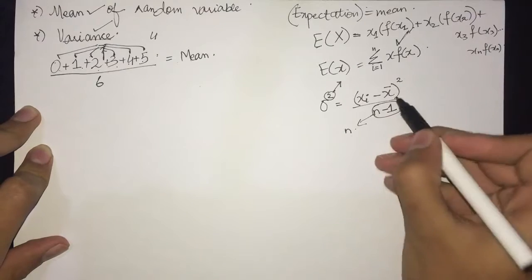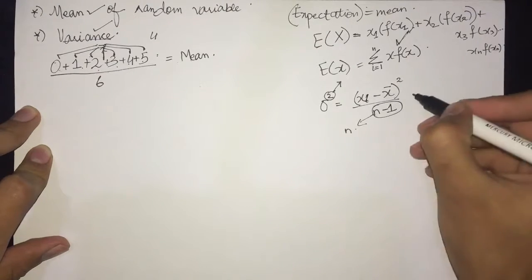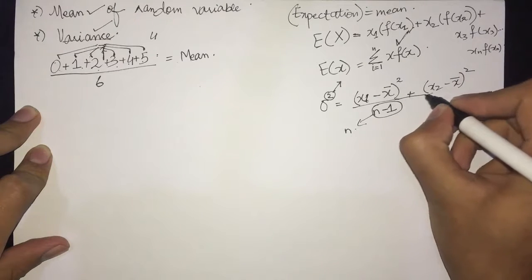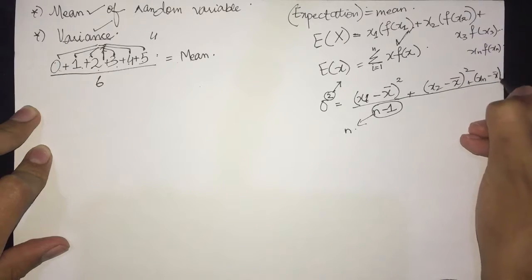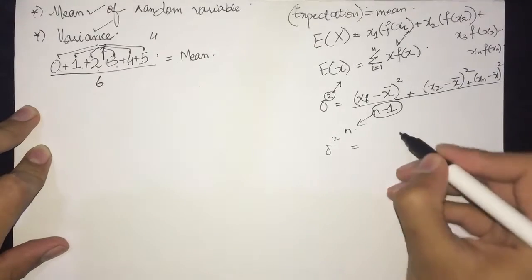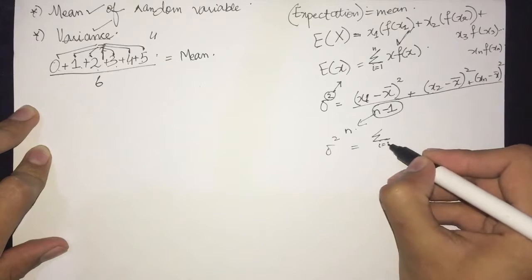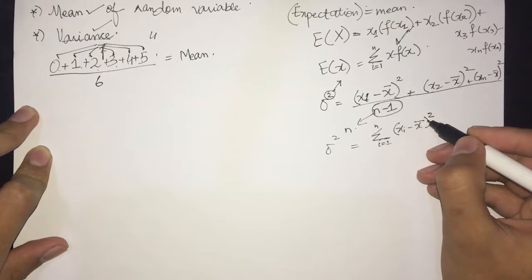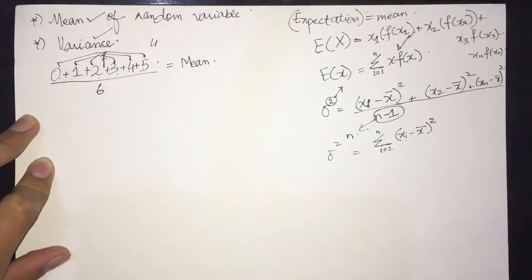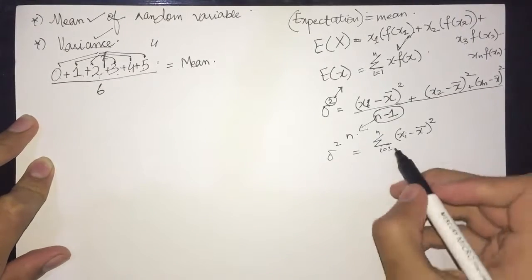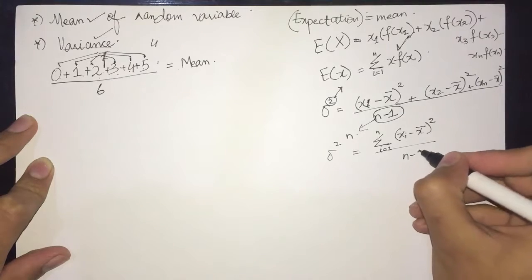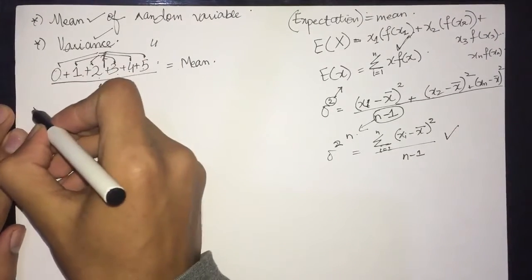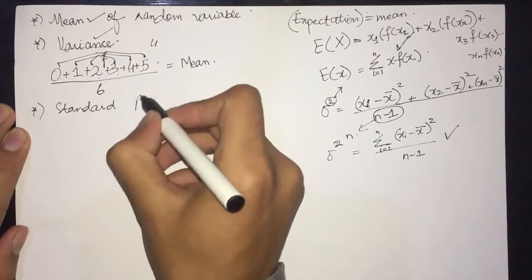Alright, so this is the formula: (x1 minus x bar) whole square plus (x2 minus x bar) whole square, plus up to (xn minus x bar) whole square, and we divide them all by n minus 1. Or we can write it shortly as summation i equals 1 to n, (xi minus x bar) whole square, divided by n minus 1. So this is a short notation for variance. Now we'll also discuss what is standard deviation.